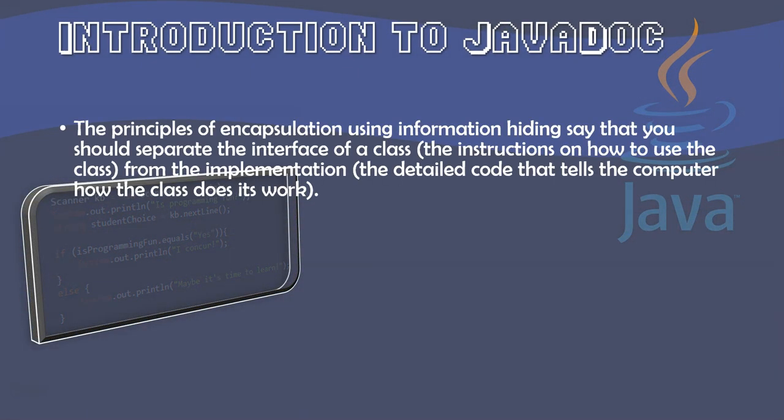So before we actually look at what JavaDoc is, we first need to have an understanding about something else, which is that the principles of encapsulation using information hiding, so for example, our private and public modifiers, say that you should technically separate the interface of a class, so the instruction of how to use that class, from the implementation, or the detailed code that tells the computer how the class actually does its work.